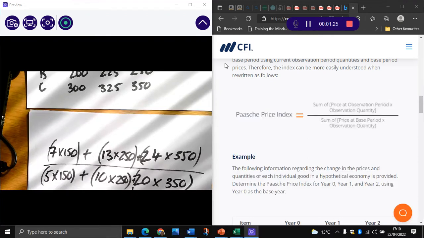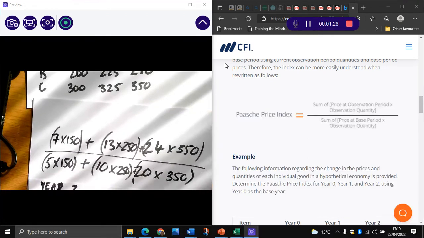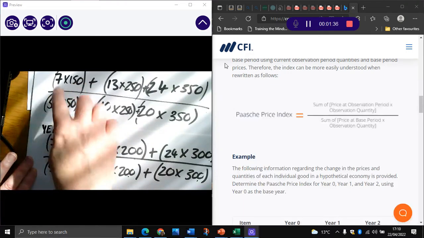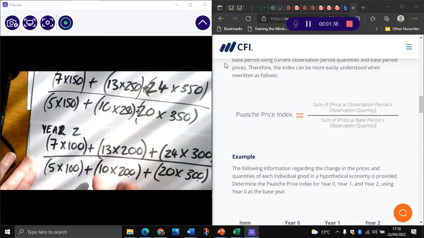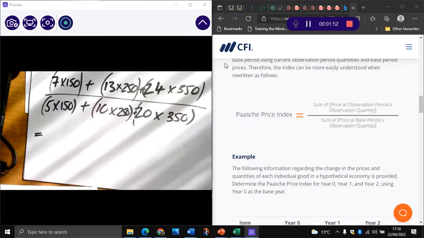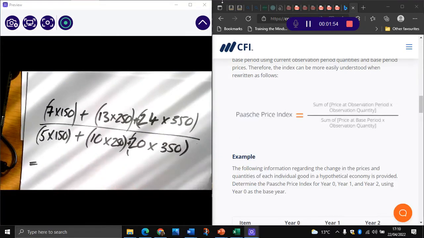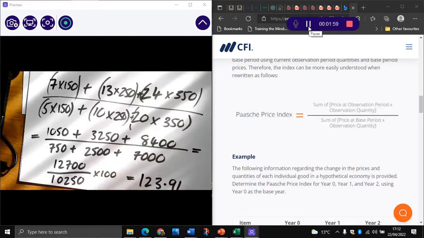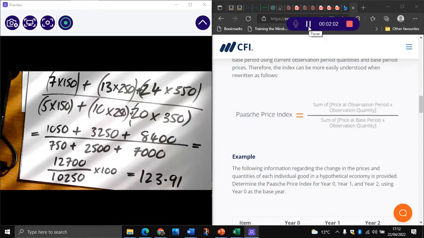Okay, so I just want to show you the difference quickly. The prices on both are the same: 75, 75, 1310, 1310, and so on. But in the Laspeyres, you're using the quantities in the base year. In the Paasche, you're using the quantities in the year you're evaluating. Okay, so the working out here gives me an answer of 123.91.